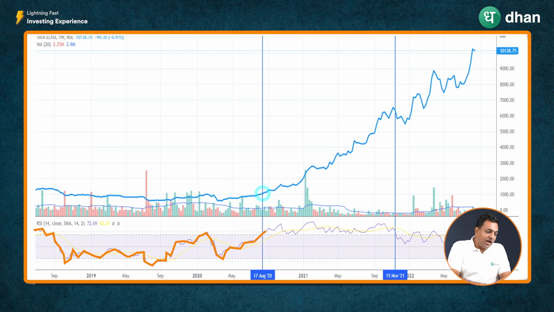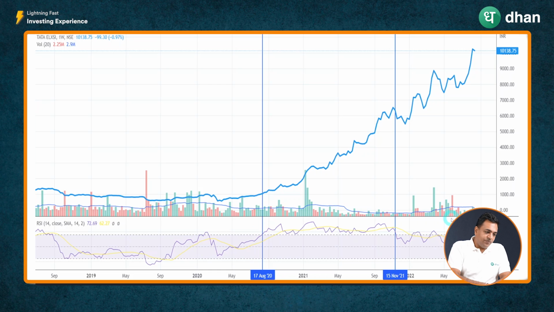But if you had done that, you would have missed out on this rally from 1000 rupees odd price point to almost 6000 odd price point. In a matter of 1 to 1.5 years, the stock price went 6x. So if you go with that premise that RSI was in the overbought zone, you would have missed out on this rally big time.